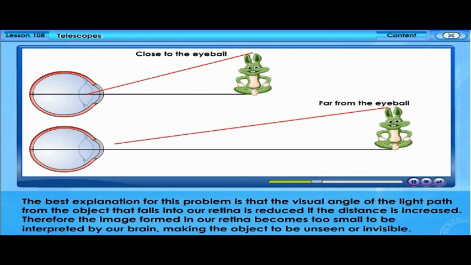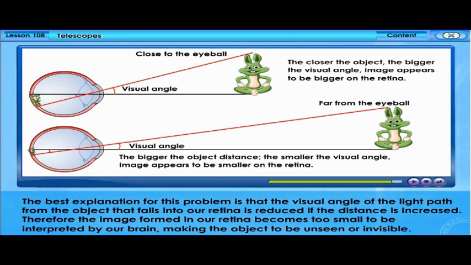The best explanation is the visual angle of the light path from the object that falls into our retina is reduced if the distance is increased. Therefore, the image formed in our retina becomes too small to be interpreted by our brain, making the object unseen or invisible.